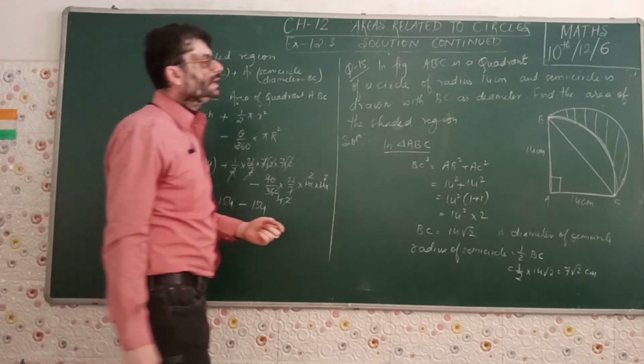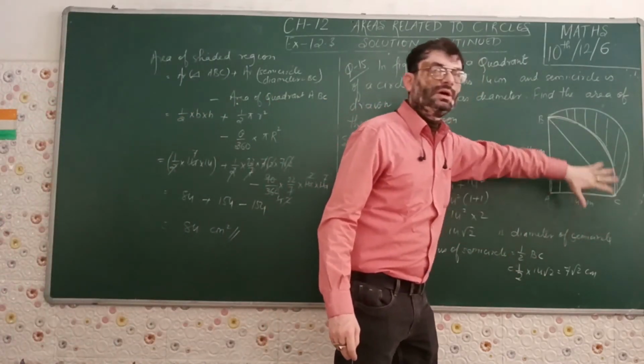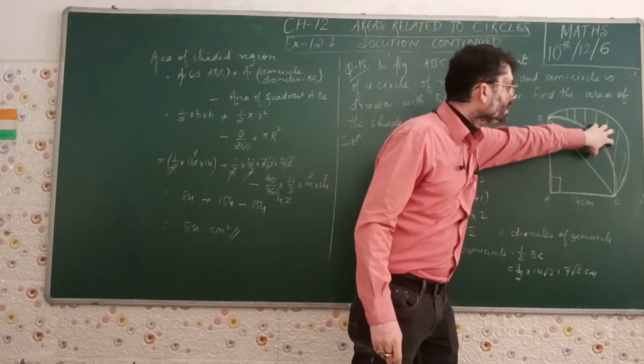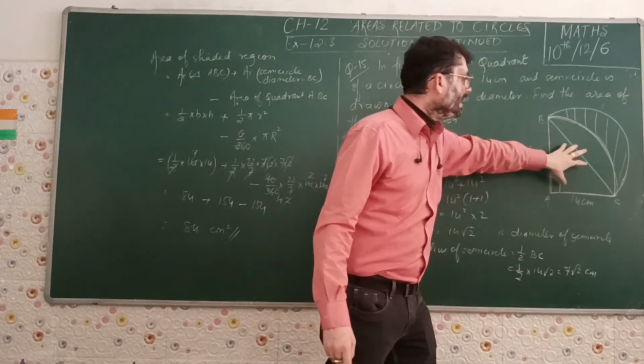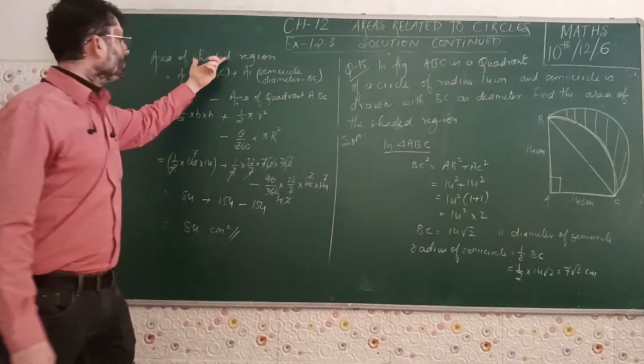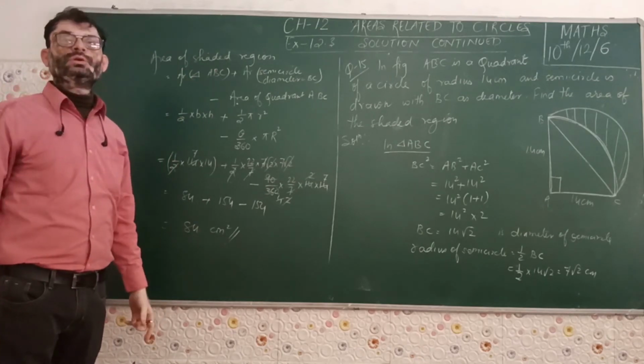Let me recall once again. First of all, we found the area of the whole figure by adding the area of the triangle plus the area of the semicircle, and then we subtracted the area of the quadrant from the whole area, getting the area of the shaded region as 84 centimeters square.